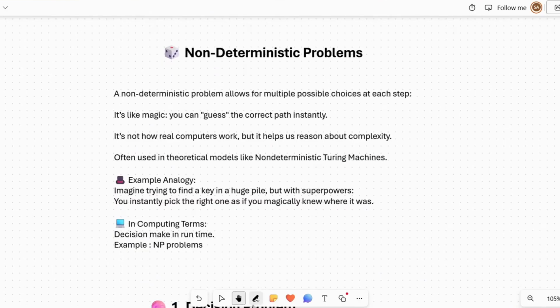A non-deterministic problem is the opposite of a deterministic problem. A non-deterministic problem allows multiple possible choices at each step. It's like magic: you can guess the correct path instantly. It's not how real computers work, but it helps us reason about complexity, and is often used in theoretical models like the non-deterministic Turing machine. Example analogy: imagine trying to find a key in a huge pile, but with a superpower you instantly pick the right one, as if you magically knew where it was. Decisions are made at runtime. Example: NP problems.